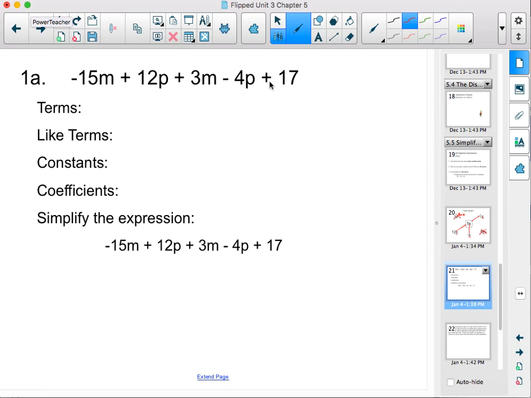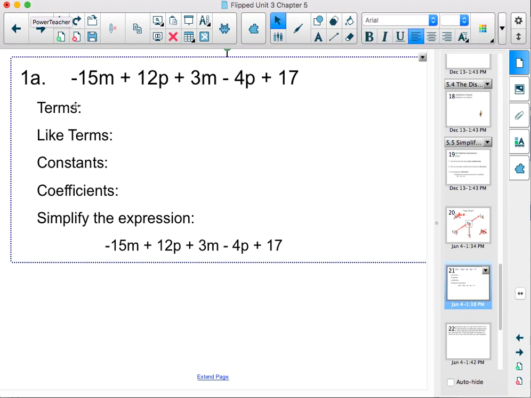Easiest way to identify the terms is to look for the plus and minus signs. The plus and minus signs will separate the terms for you. Okay, so our first term is -15m. Our second term is +12p. Our third term is +3m. Our fourth term is -4p. Yes, I said negative. We're going to kind of shuffle that sign over there with the term. And our final term is +17.